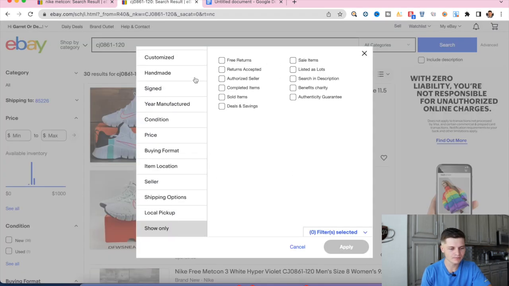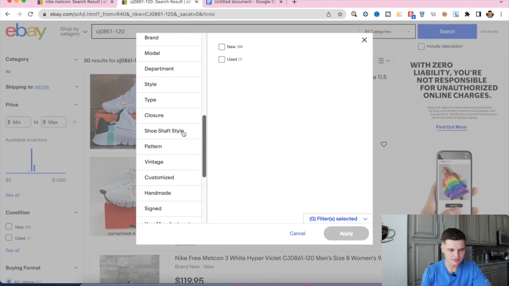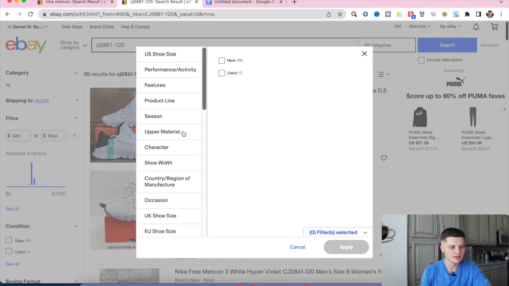Let's see all, customize shipping, condition. You can also look at condition, new, used. We can see there's only one used. I don't know why it's not giving me the option to pick, okay, here we go, duh.